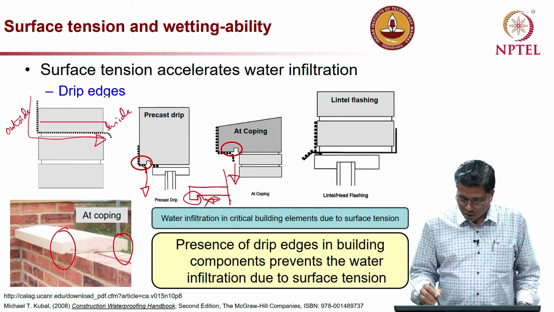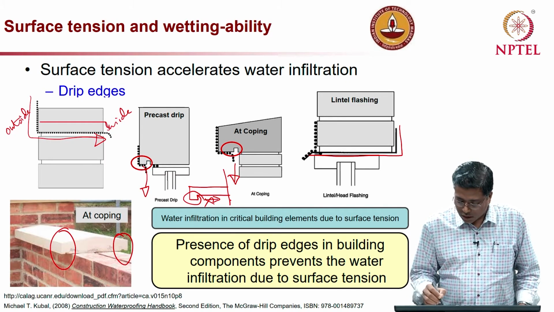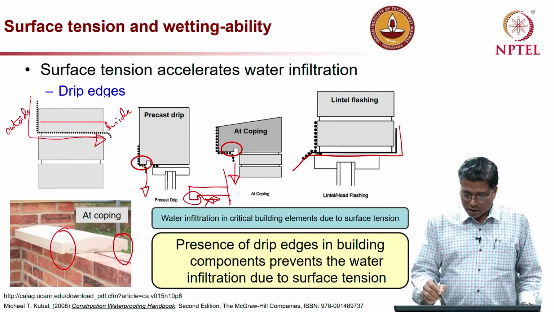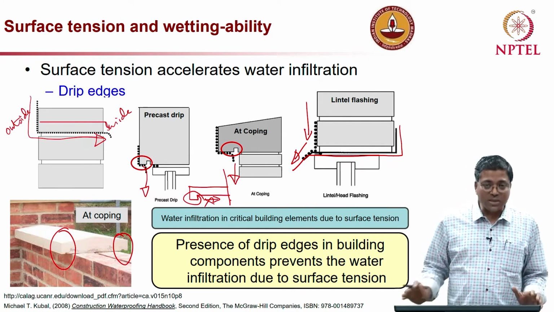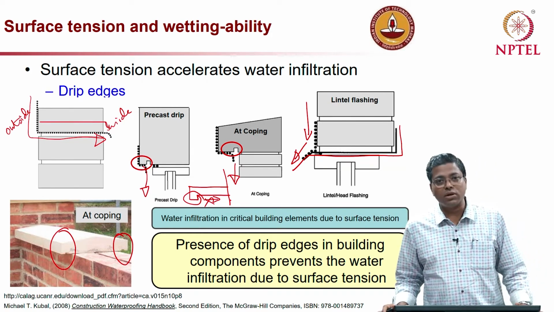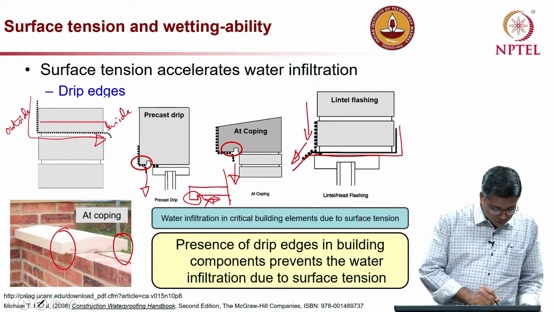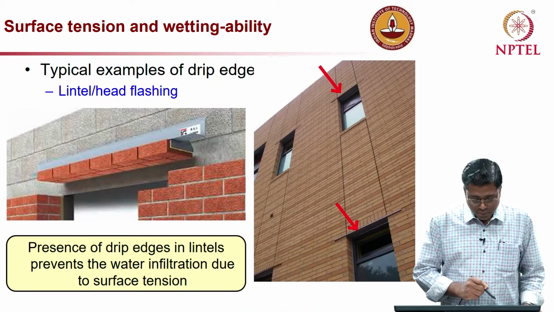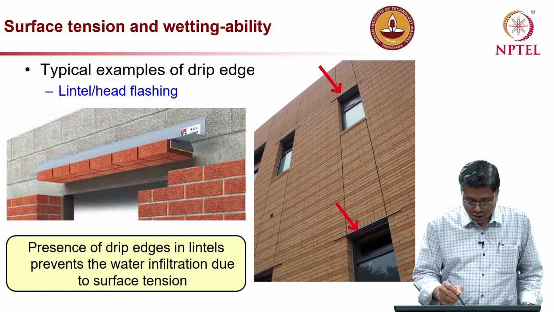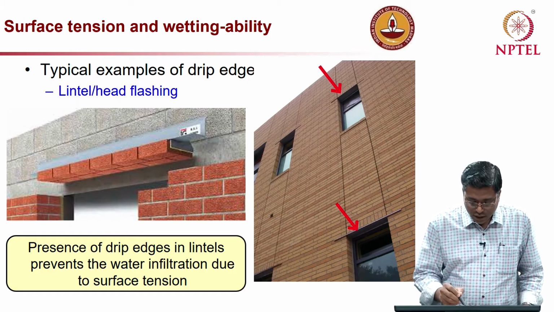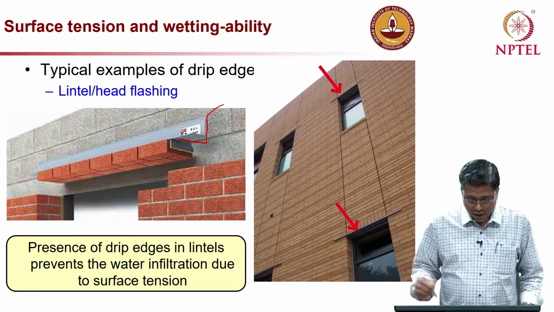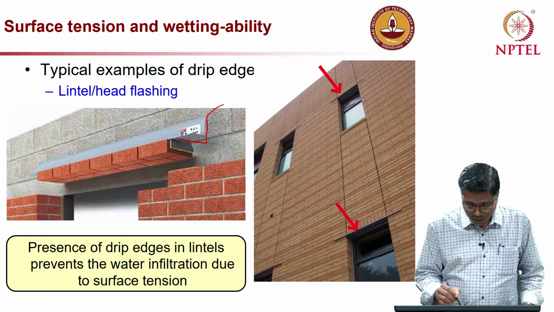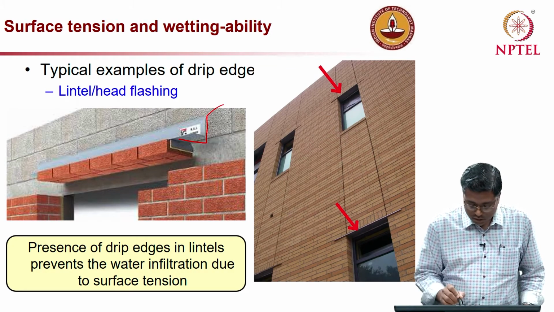Now, lintel flashing or some kind of system where you can see here it is coming all the way something like this, so that water comes this way and then just flows, and it does not allow the water to enter the building. So, the presence of drip edges in building components prevents water infiltration due to surface tension. Now, this is again a couple of examples to make things clear to you. You can see here in the picture on the left side, there is an element which goes something like this. So, this prevents the water from entering into the brick masonry or even into the top of this concrete lintel beam. This is the concrete lintel.